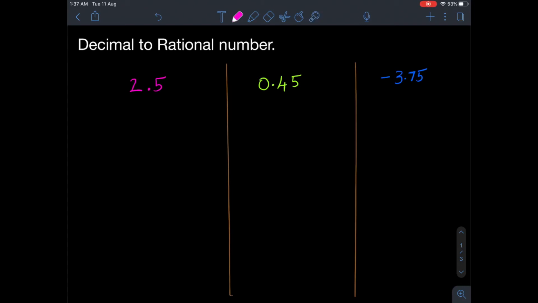Hello everyone. In this video, we're going to learn how to convert a decimal number to a rational number and a rational number to a decimal number. So we'll get started with the first case, decimal to rational number.